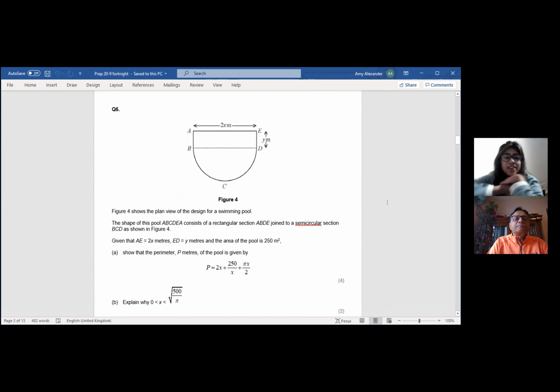Okay, so figure 4 shows the plan view of the design for a swimming pool. The shape of this pool, ABCDEA, consists of a rectangular section ABDE joined to a semicircular section BCD as shown in figure 4. Given that AE is 2x meters and ED is y meters, and the area of the pool is 250 meters squared. Part A, show that the perimeter P meters of the pool is given by P equals 2x plus 250 over x plus pi x over 2.